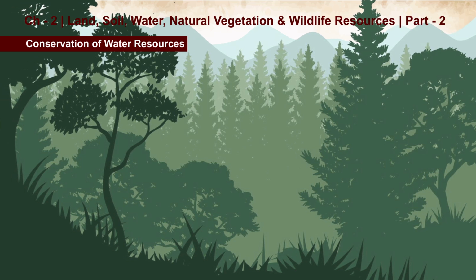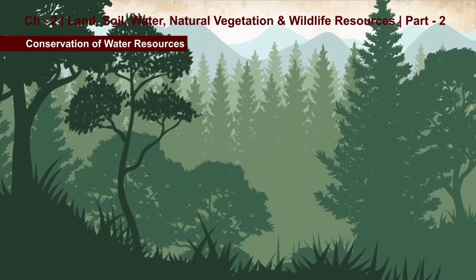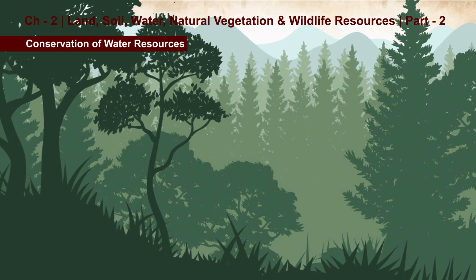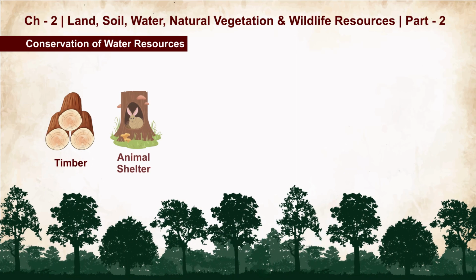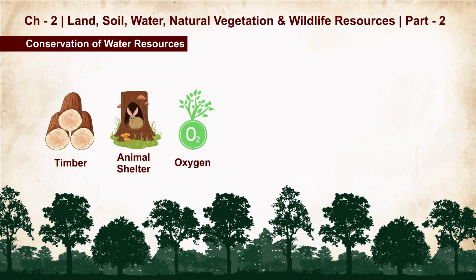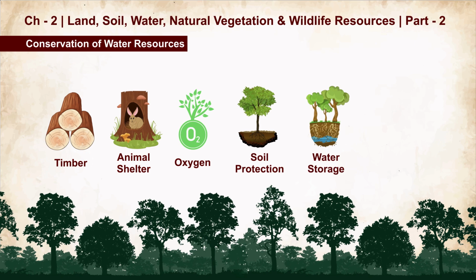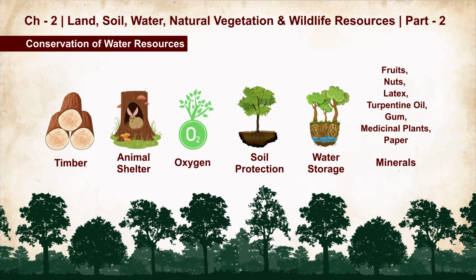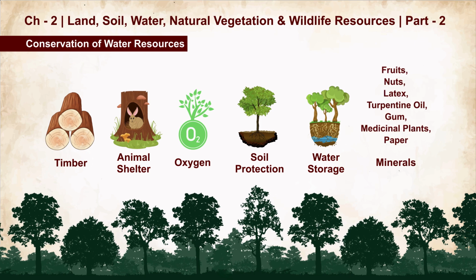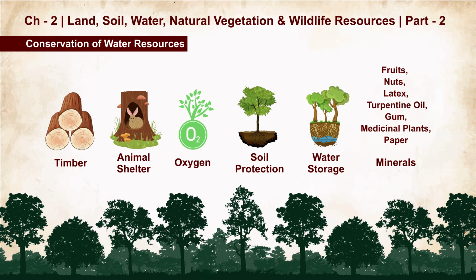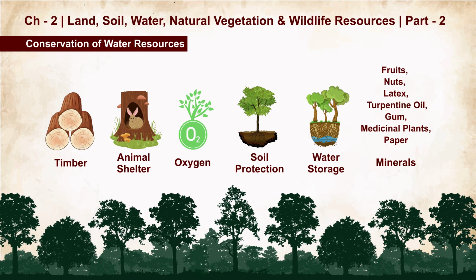Just like water, trees and plants are also an important natural resource which help us in many ways. They provide timber, shelter to animals, produce oxygen that we breathe, protect soil which is essential for growing crops, help in storage of underground water, give us fruits, nuts, latex, turpentine oil, gum, medicinal plants, and the paper which is also one of the most essential man-made resources.